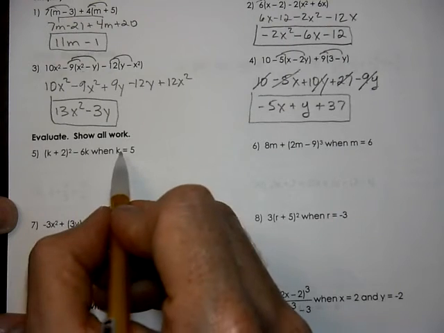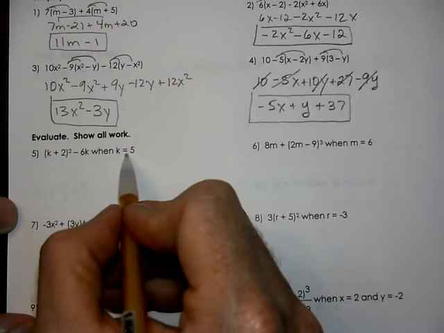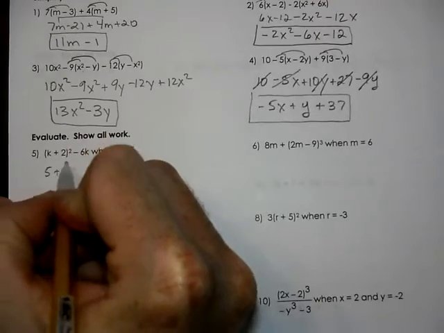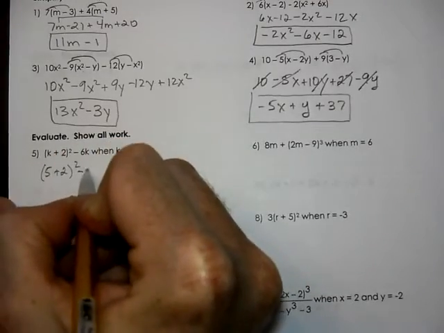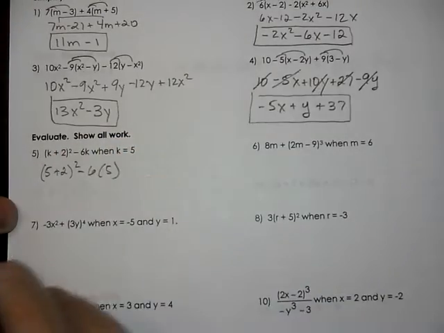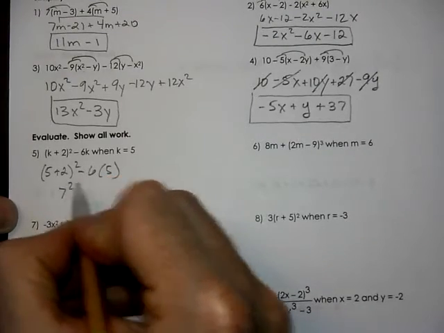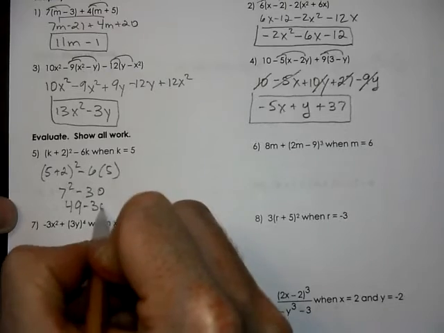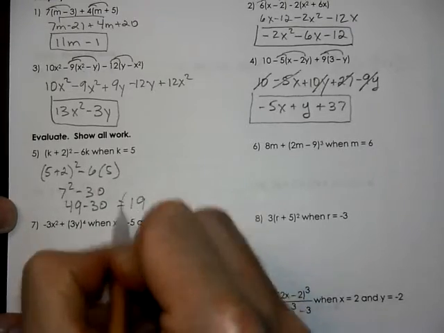Here we're going to evaluate. We know what k is supposed to equal, so we're going to plug the k value in. That becomes 7 squared minus 30. 49 minus 30 looks like 19.